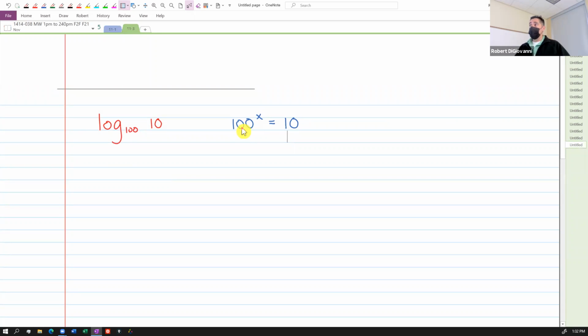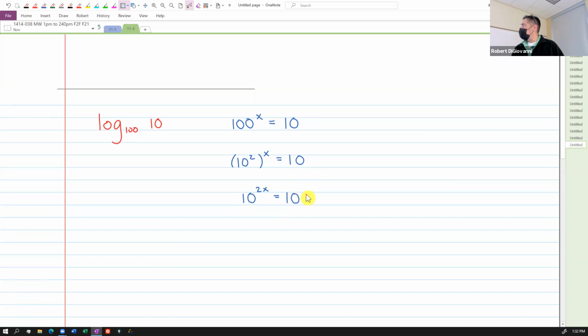10 squared, right? We can do 10 squared. So watch, can I do 10 squared to the x equals 10? Isn't that the same exact problem? 100 is 10 squared, and then I'm raising that to the x. Now properties of exponents: what happens if I take a number and raise it to a power and raise it to a power? What do I do to these powers? Multiply them. Don't add, multiply. So isn't this the same as 10 raised to the 2 times x, which is 2x? And that must equal the 10 over here.